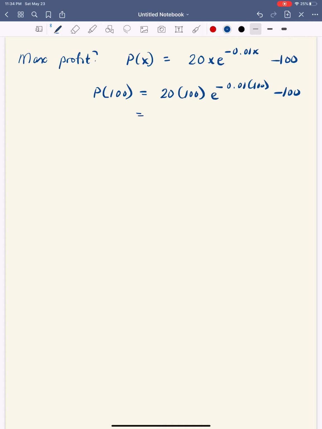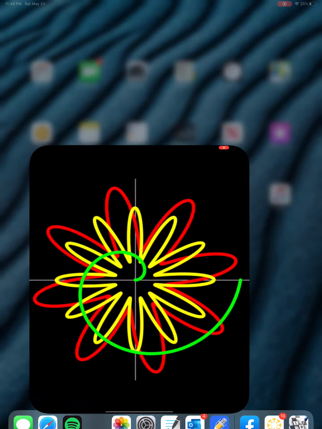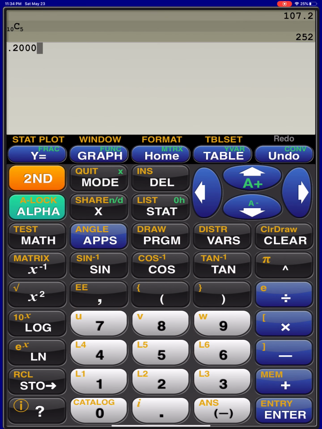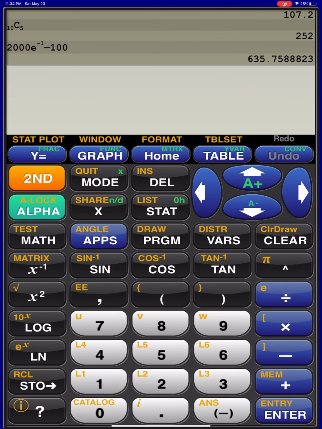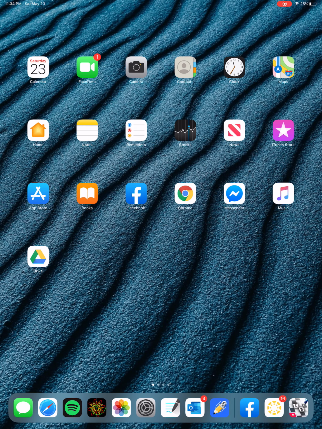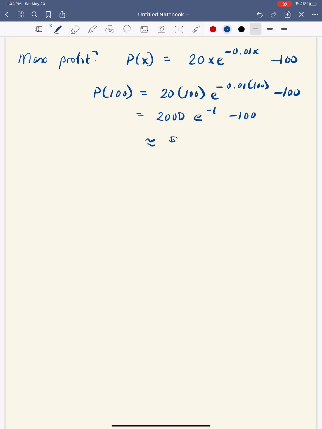Now, we can compute this out as much as we can before we go to a calculator. This is 2,000 e to the negative 1 minus 100. And if we pull out a calculator, we will get 2,000 e to the negative 1, not times, minus 100. And that tells us we're going to make a profit of about $636. So I am going to just say 636.